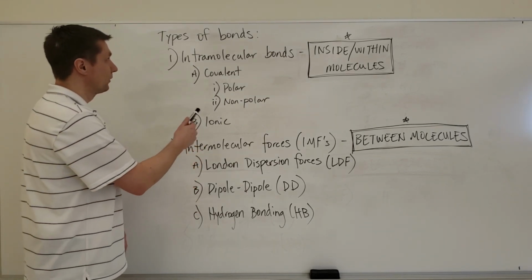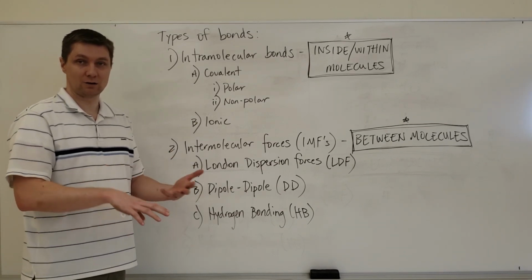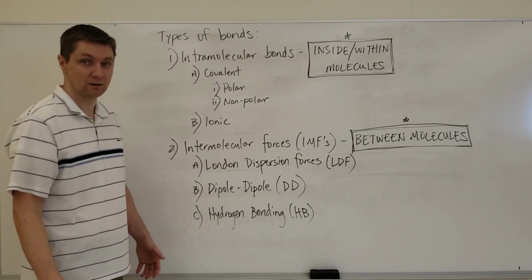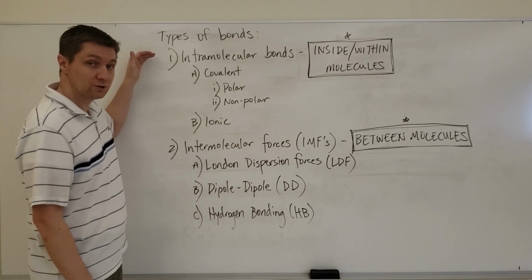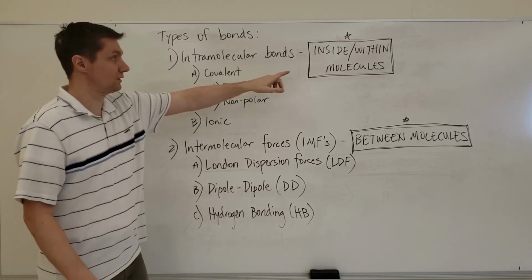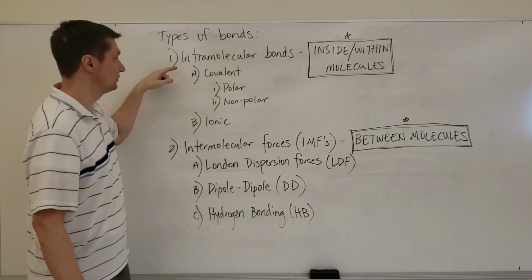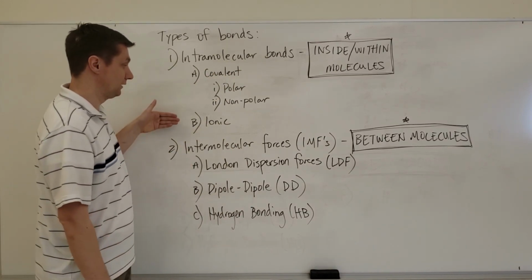Okay, everybody, so we're going to learn about types of bonds today, some stuff that we've already learned about, and ease our way into some things that we haven't learned yet. So we did talk about two types of bonds that occur with molecules. We have bonds that occur inside or within molecules. These are called intramolecular bonds. And there's two types of those. We have covalent and ionic bonds.